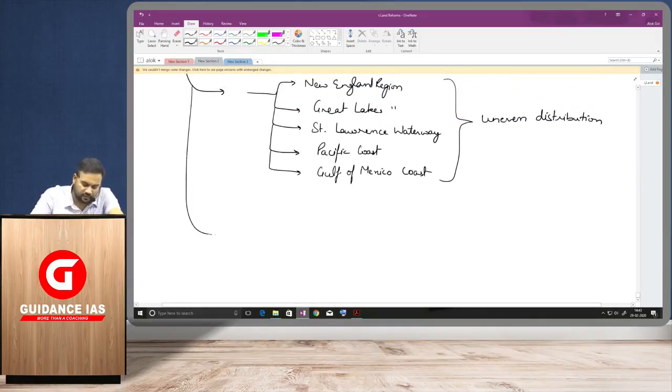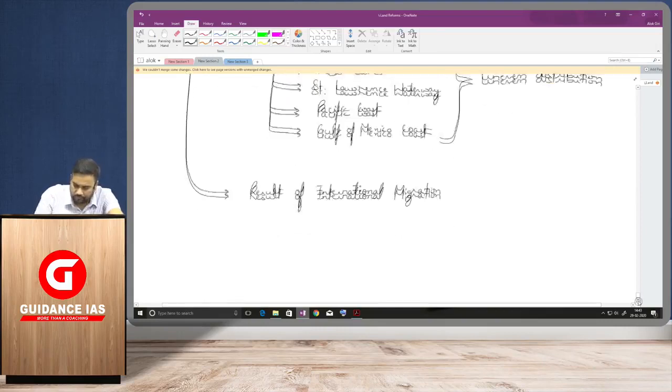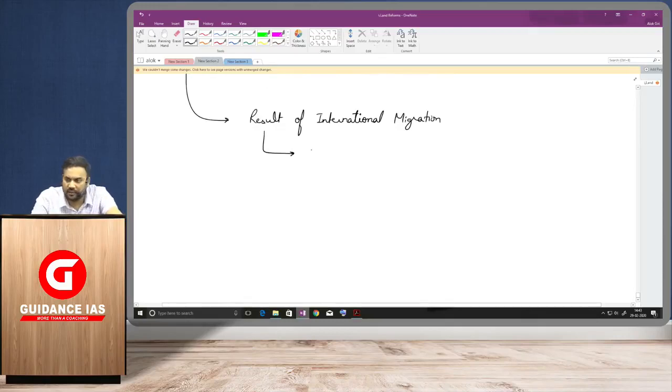There are other important characteristics of urbanization of North America. We just said that urbanization in North America is a result of international migration. So if it is a result of international migration, one important thing that we'll see is that North American urbanization has a cosmopolitan culture. There you'll be finding all types of landscape, all types of religious places, variety of cultural practices. That is why North America is referred to as the melting pot of the world.